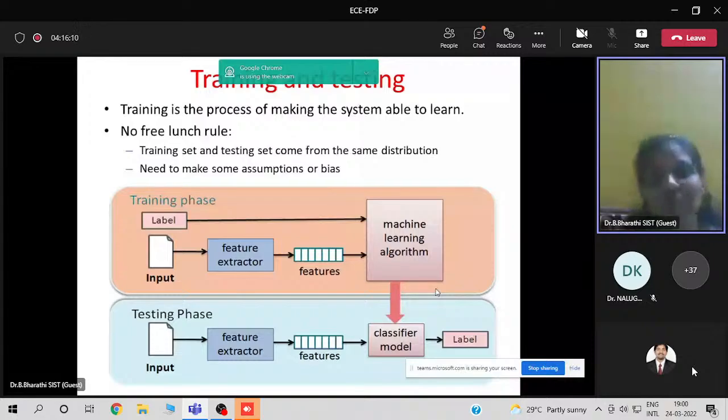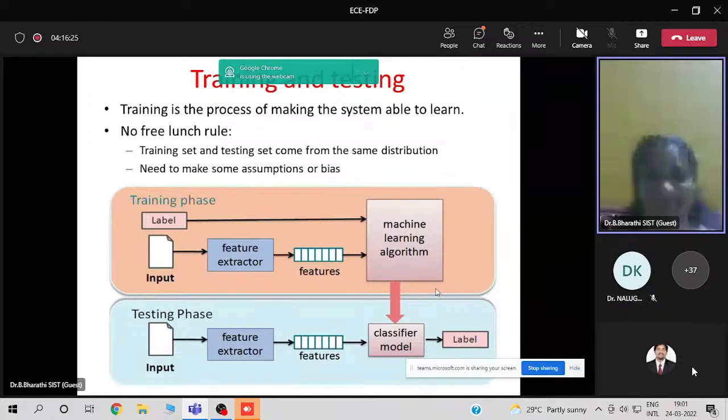This is what we call the no free lunch rule, or simply put, no pain no gain. That's all. This is called the no free lunch rule. Only when you take the pain of including large amounts of data and large varieties of data do you get a good output.